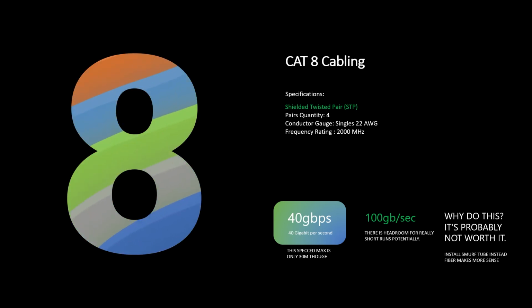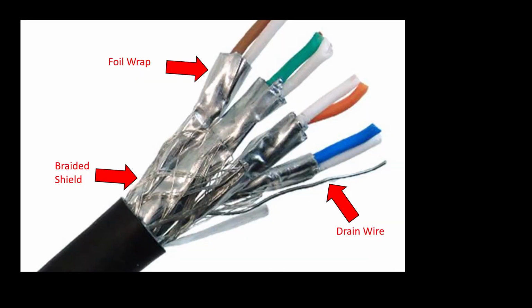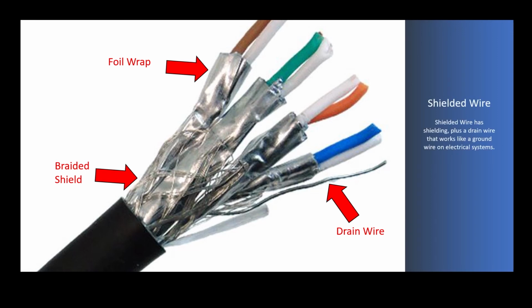All right, so some specialty cabling. First, we've got some shielded wire, like Cat 7 and Cat 8. This is how it works: you've got your braided shield on the outside, foil wraps on each individual pair, and then a drain wire that's connected to both that shield and the foil wraps down the cabling. And that drain wire works like a ground cable does in an electrical system.